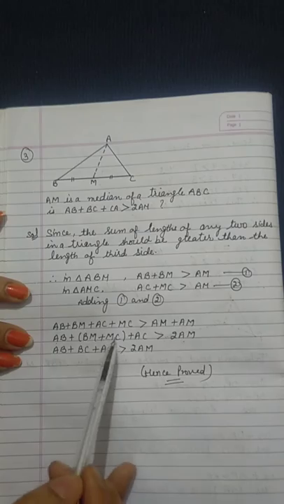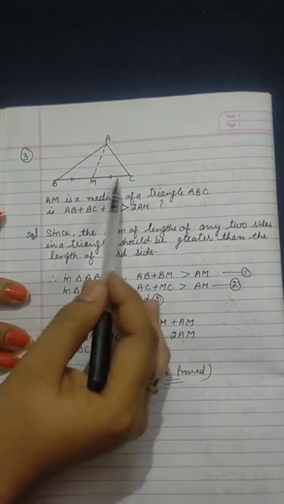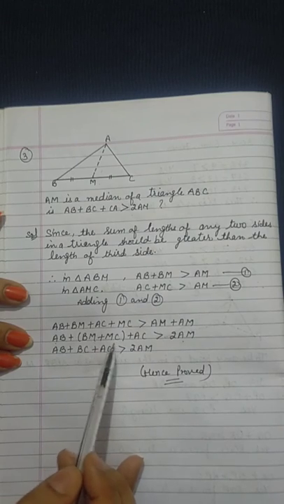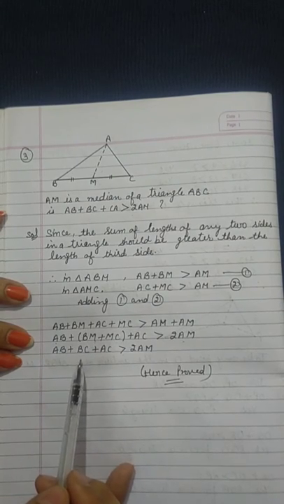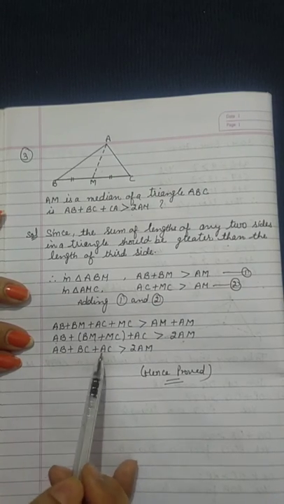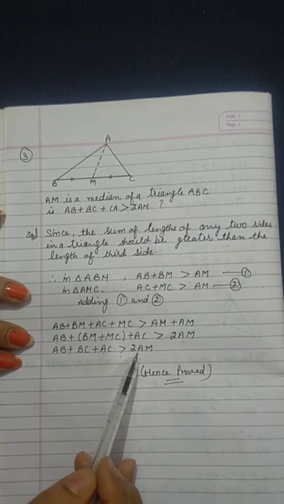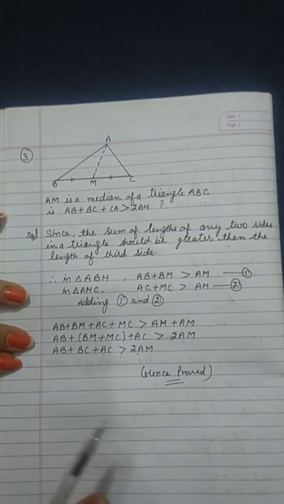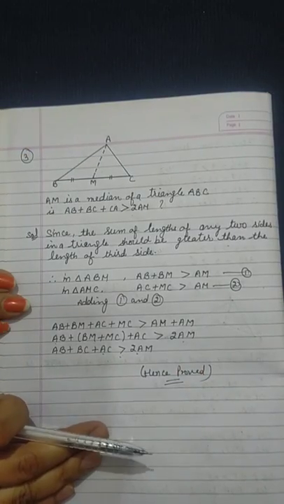Now we know that BM plus MC both are forming the complete BC here. So write here, in place of BM plus MC, BC. So it becomes AB plus BC plus AC is greater than 2AM, and this is what we had to prove, which we have proved, and in this way you can prove this sum.